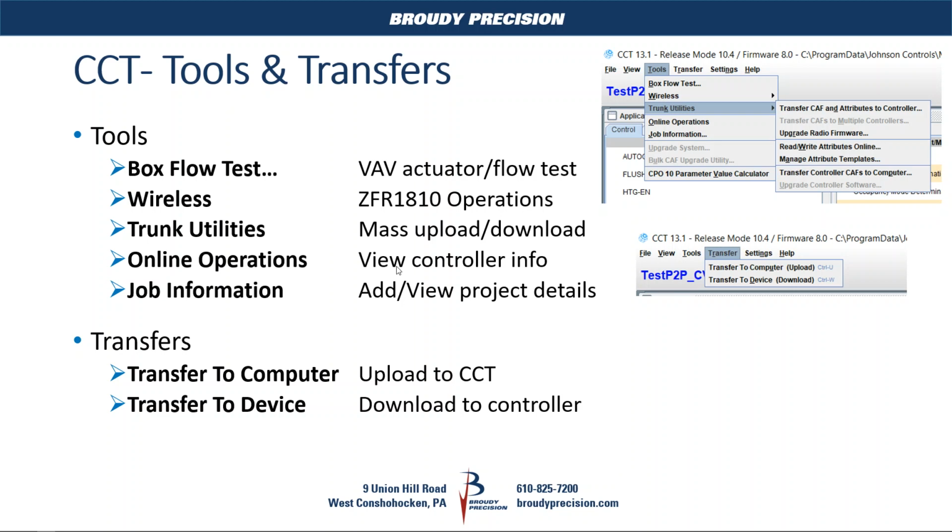Online operations is a way to go in and look at your controller information. It's also the place, when you're working with the newer F4 controllers, to enable and disable your logic. That can all be done from there. Job information is just an information section where you can put project information, have your project details captured there, job number, description, that kind of thing.